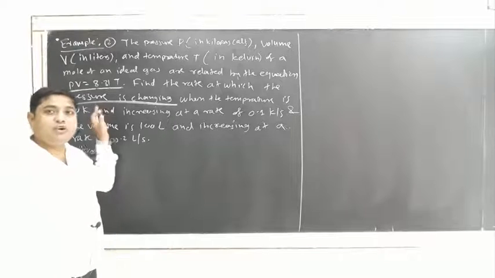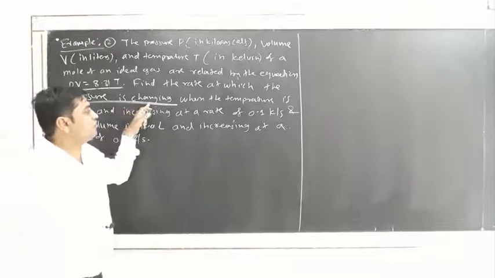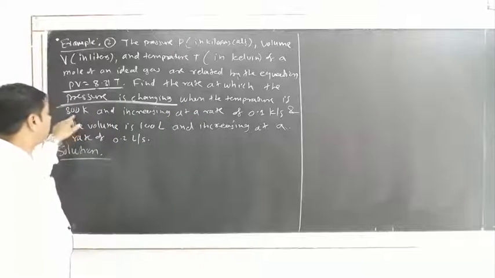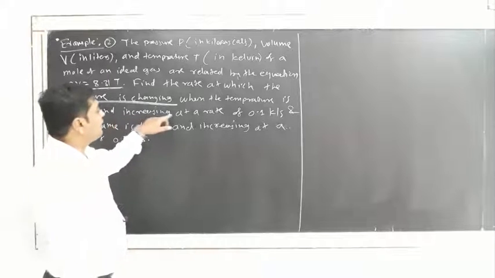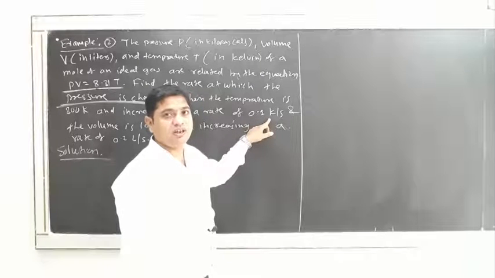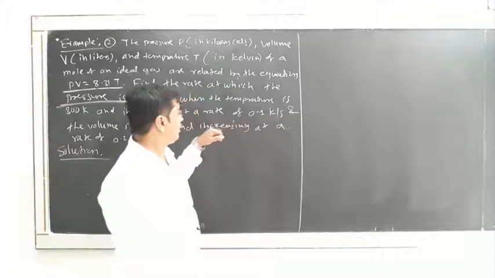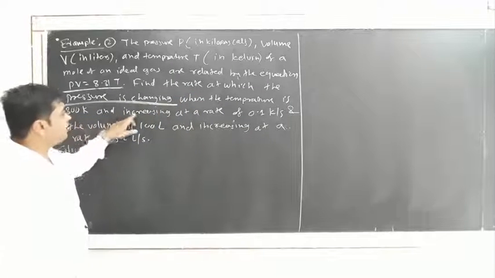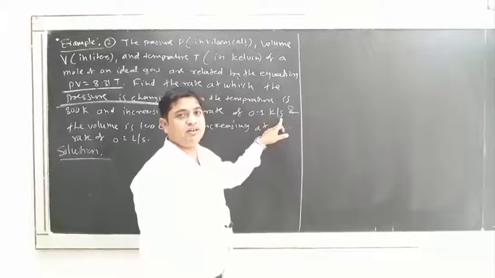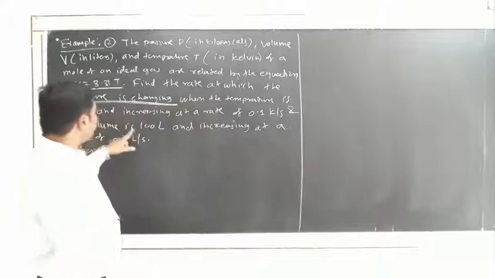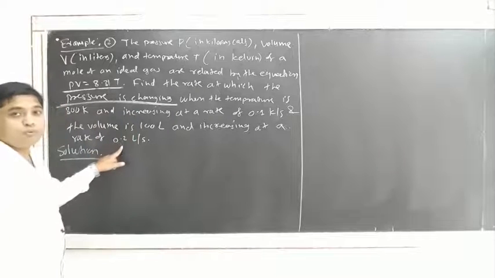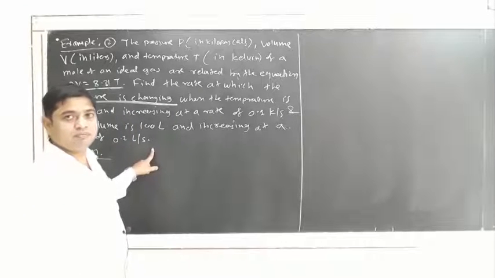That is, the rate of change of pressure when the temperature is 300 Kelvin and increasing at a rate of 0.1 Kelvin per second, and the volume is 100 liters and increasing at a rate of 0.2 liter per second.